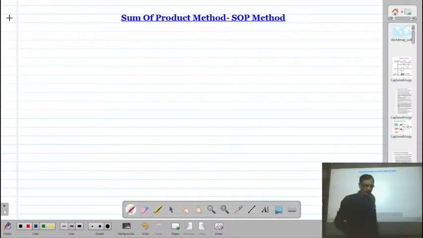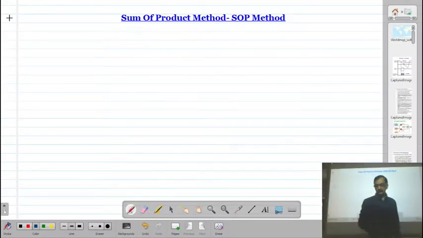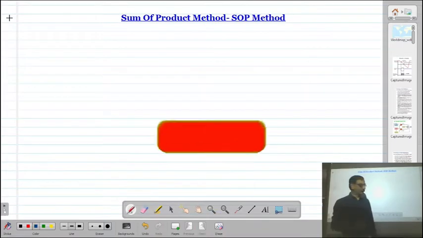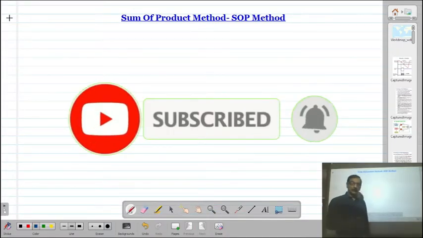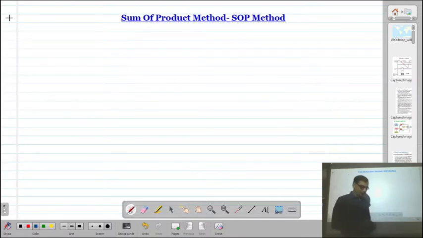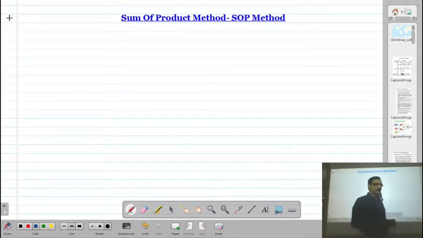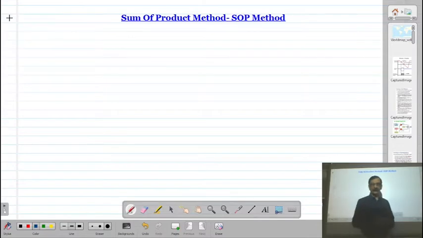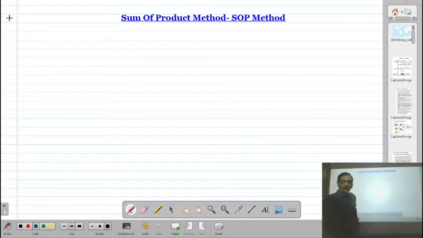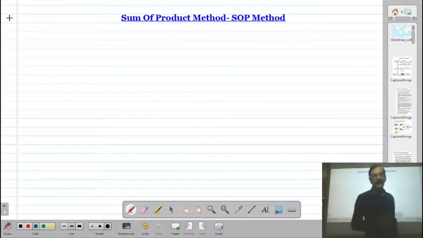Dear friend, in the previous session on digital electronics, we discussed Boolean algebra, Boolean laws, and simplification of the Boolean expression. Now, in this lecture, we will discuss how to write the Boolean expression. Basically, when you want to design a circuit, you have to write the Boolean expression, and from the Boolean expression, you can draw a logic diagram.